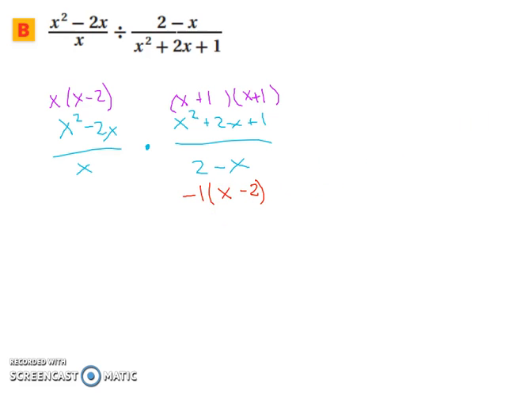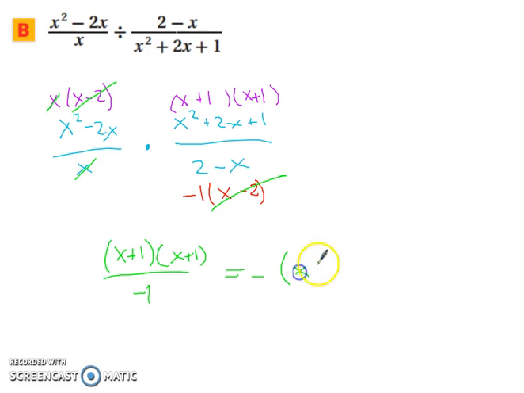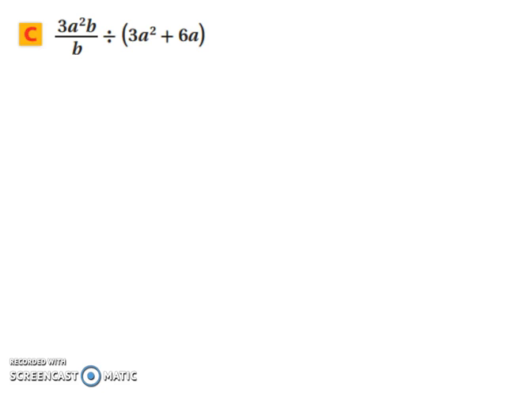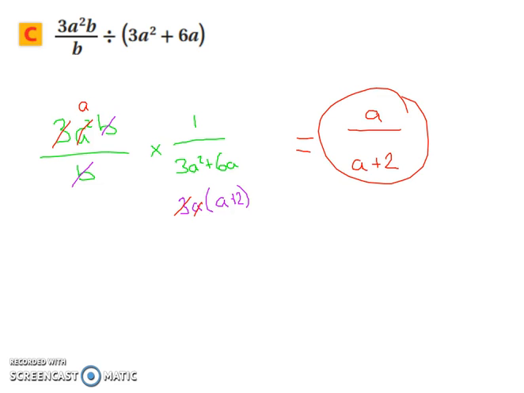So let's start cross-reducing. Our x minus 2's can cross-reduce. We can reduce our x's. And now we're just left with x plus 1 times x plus 1, all divided by a negative 1. Well, we can rewrite this to say negative x plus 1 squared. Take a moment, pause the video, and try this next one on your own. When you return to the video, the answer will be revealed. And there you have it.